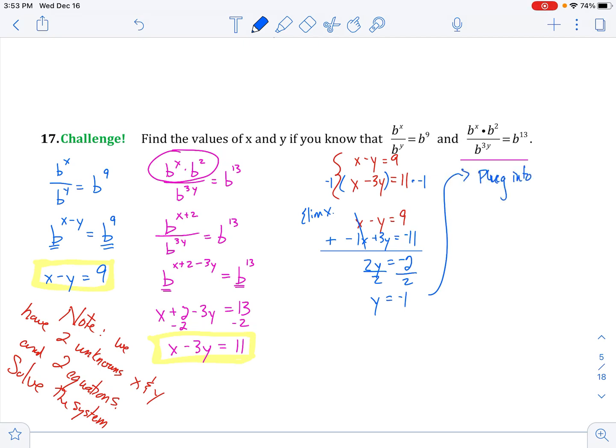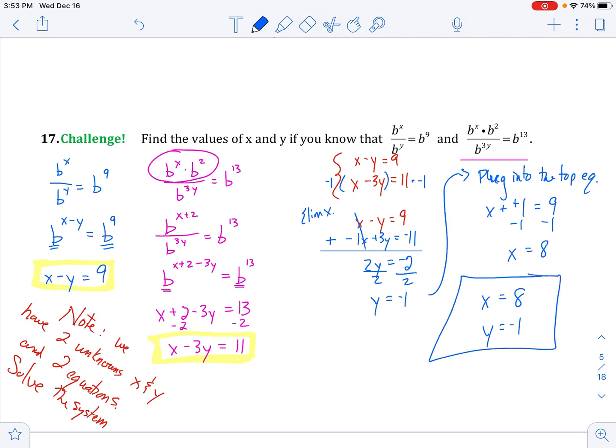I'm going to plug into the top equation. And if I do that, I get x minus -1 equals 9. Subtract 1, so x is equal to 8, which tells me if I'm going to try to find x and y, I know that x is equal to 8 and y is equal to -1. Oftentimes in chapter 7, we wrote it as an ordered pair representing x and y, but that there would be your solution. You can always plug that in to double check. All right, that would be a wrap on day number 1.